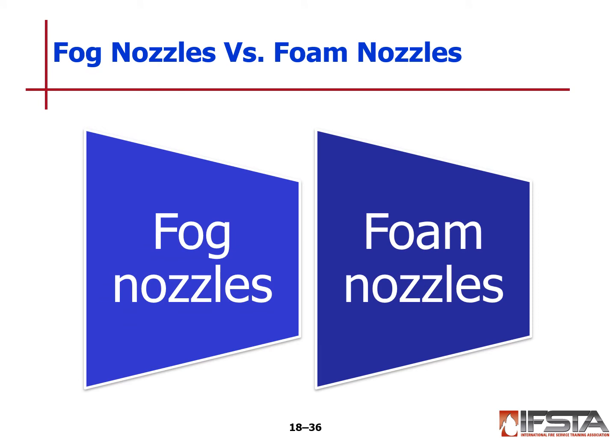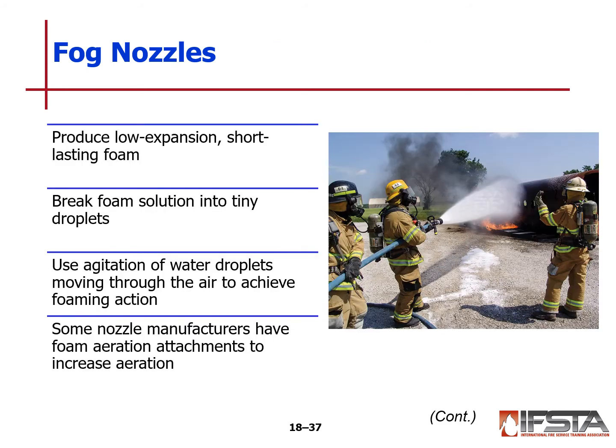We have fog nozzles versus foam nozzles, two different types of nozzles that can be used. We have to realize that fog nozzles are something that we keep. Combination nozzles, we keep them. Almost every fire department has a fog nozzle. And so if they're able to spin enough and aerate enough, then they should make good foam. And then you do have a specialized foam nozzle as well.